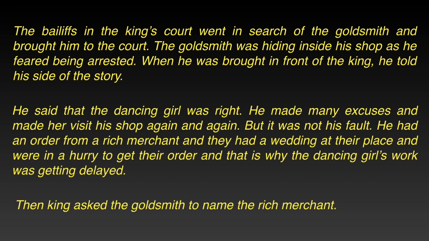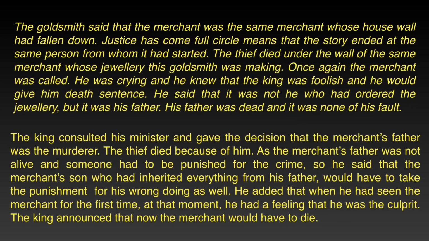He made many excuses and made her visit his shop again and again. But it was not his fault. He had an order from a rich merchant, and they had a wedding at their place and were in a hurry to get their order, and that is why the dancing girl's work was getting delayed. Then the king asked the goldsmith to name the rich merchant. The goldsmith said that the merchant was the same merchant whose house wall had fallen down.